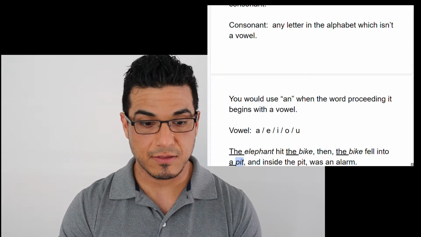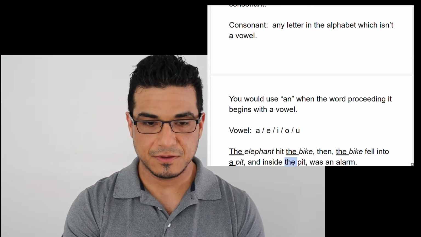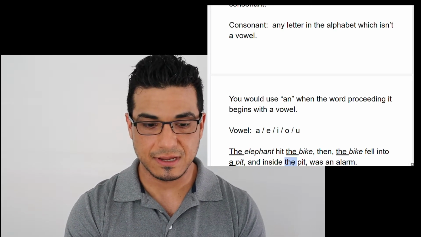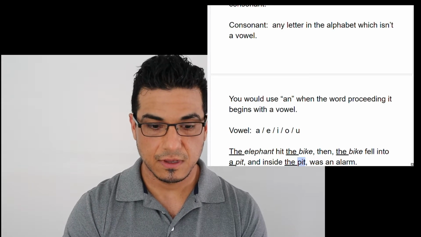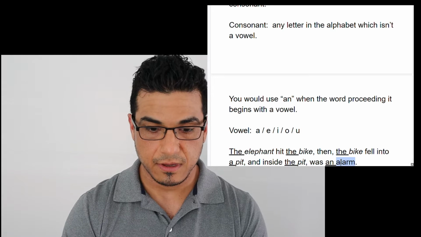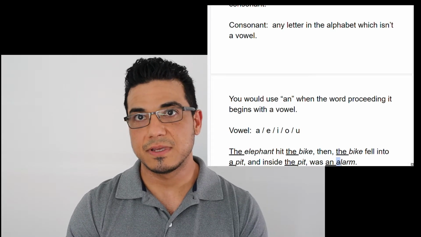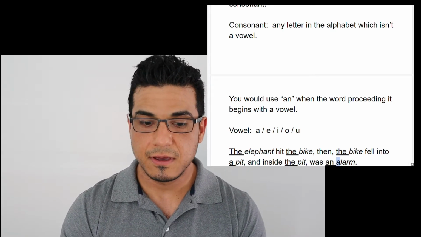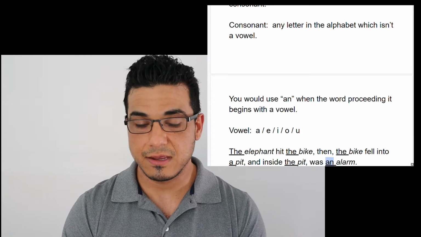And inside the pit, and we'll talk about why I'm using the instead, was an alarm. And you'll notice that alarm begins with the letter A, which is a vowel, so I know to use an.